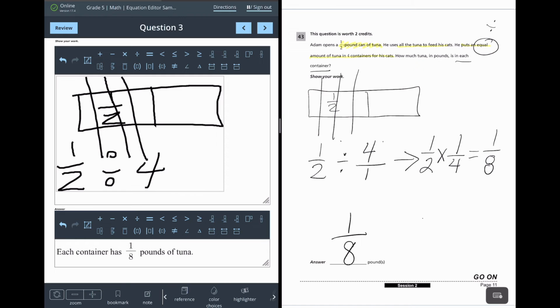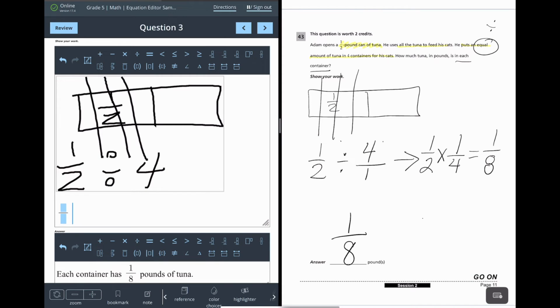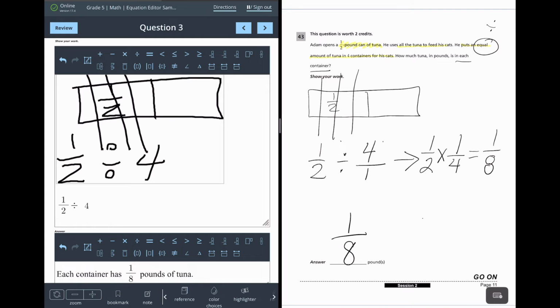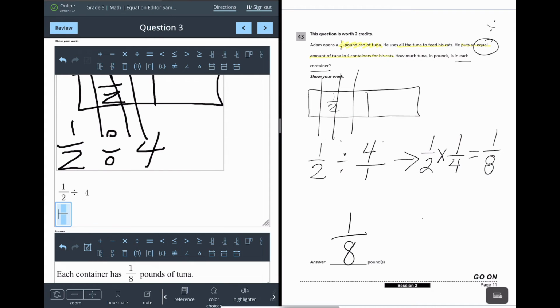And now I'm going to do my number sentence. Let me move this up. Move this over. 1/2 divided by 4. And I'm going to rewrite this as 1/2 times, and I'm going to put this as 1/4 is equal to 1/8. So I think this looks good.